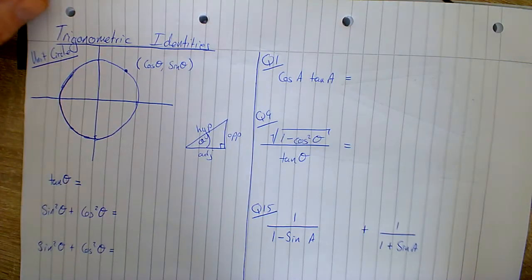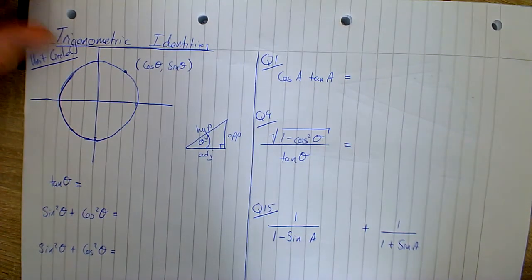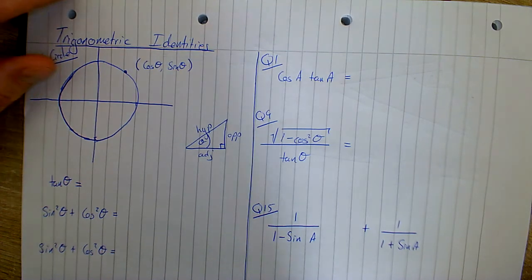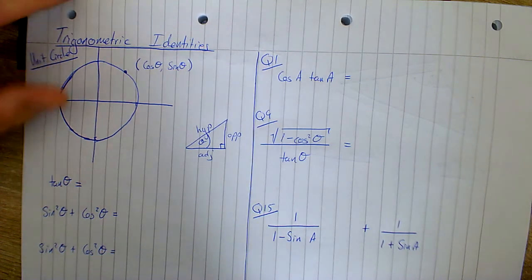How we doing, guys? Looking at trigonometric identities today. If you're in Text and Test 4, it's exercise 8.1, page 307 that we're working on.